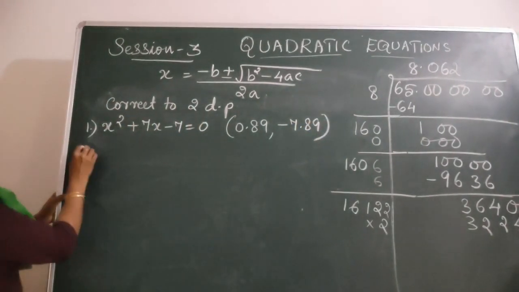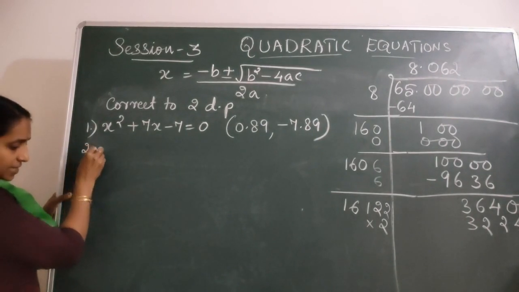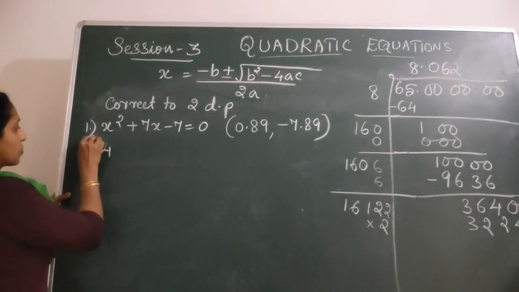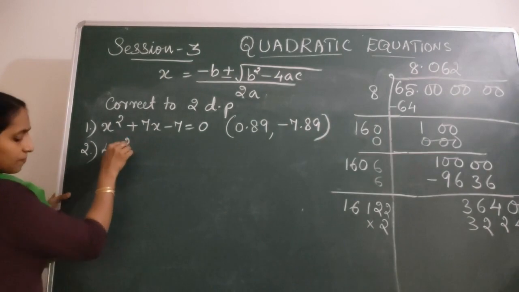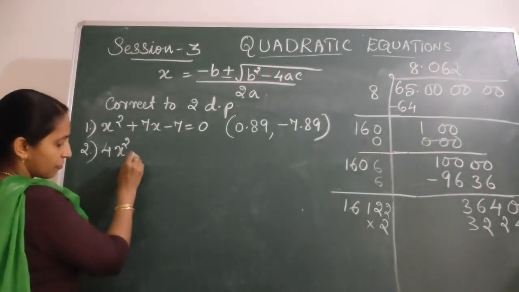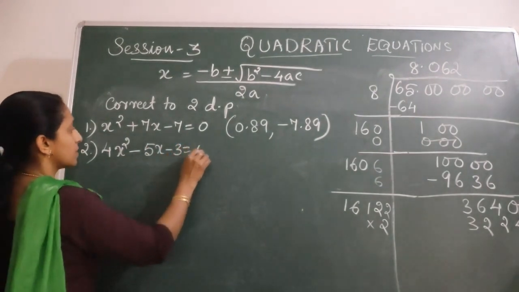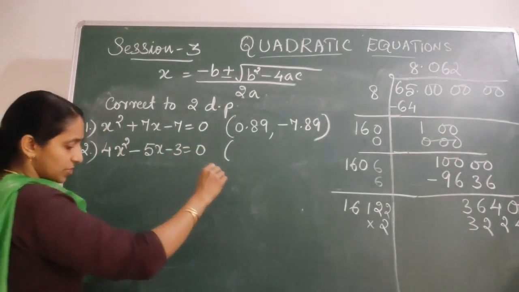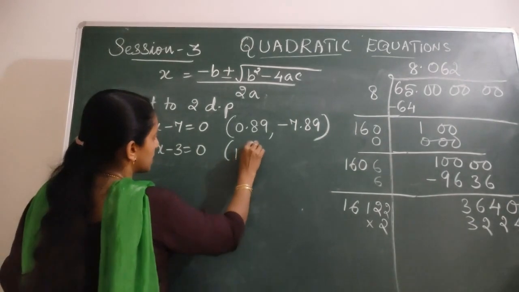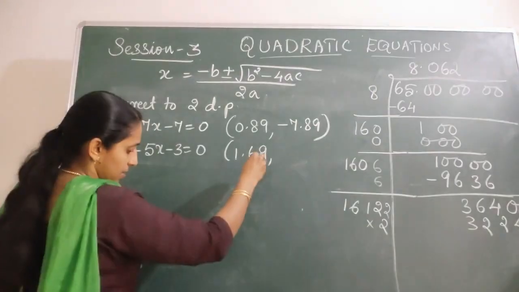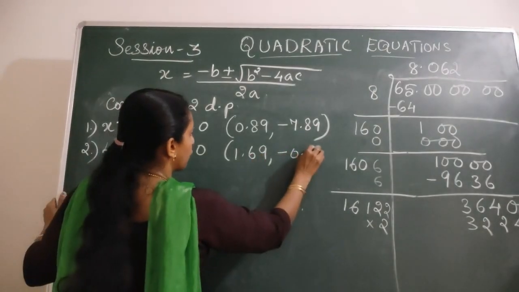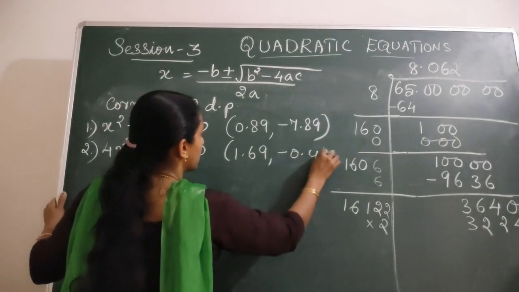And the second question, corrected to 2 decimal places: 4x square minus 5x minus 3 equal to 0. And the answer of this question will be 1.69 comma minus 0.44.